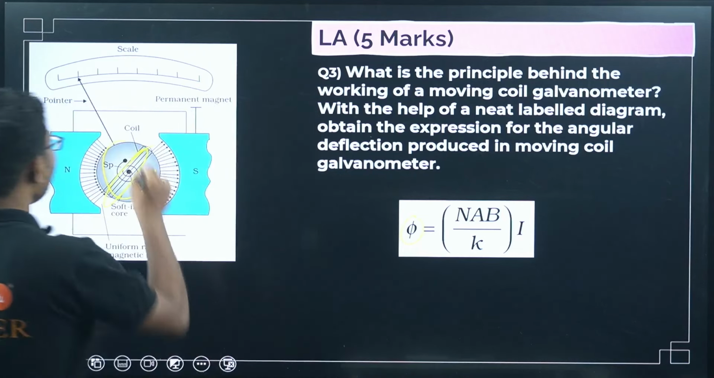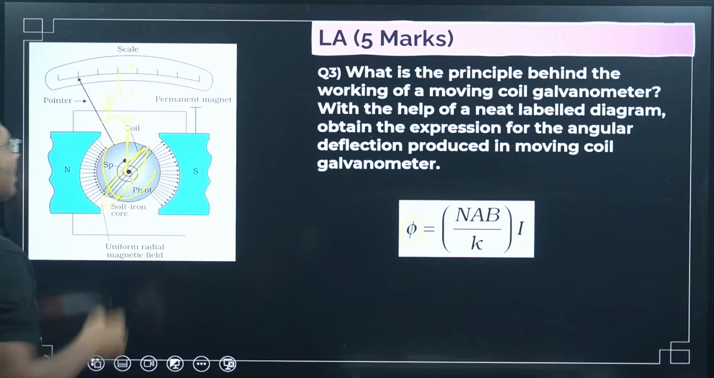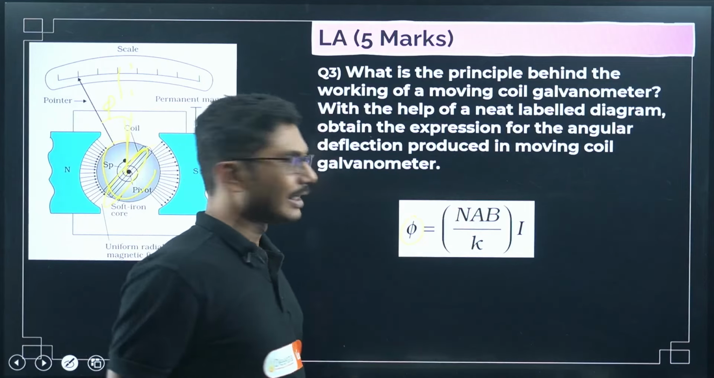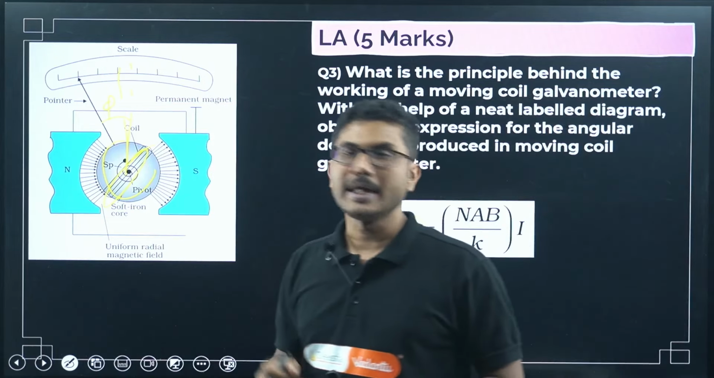Then you have to define this angle phi, with which you can measure. Suppose this is 0, and this angle is phi. So the angle phi is NAB by K times I. The derivation is given in your book. You can check this answer, but I don't recommend this question.